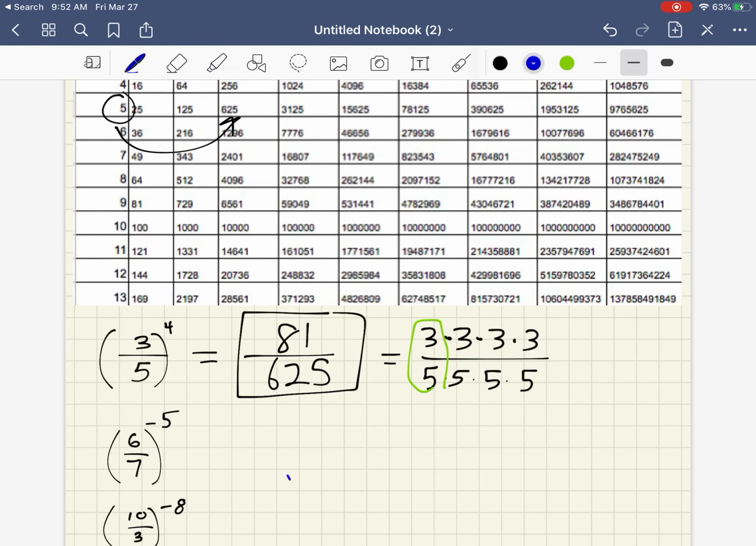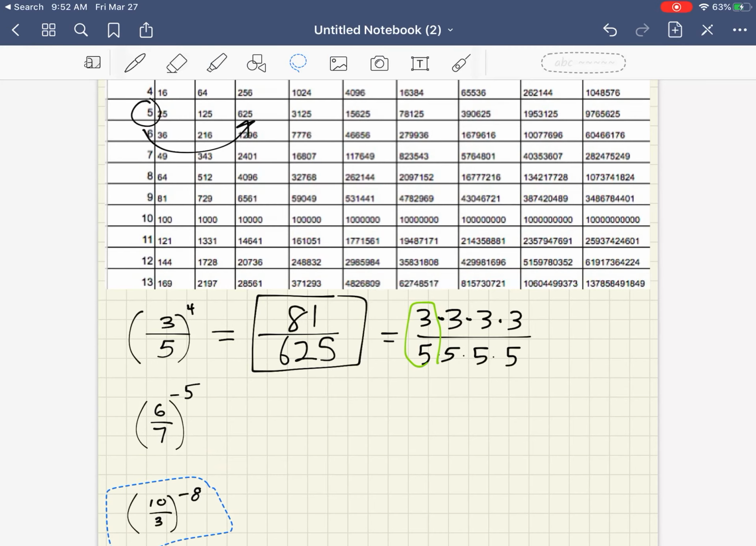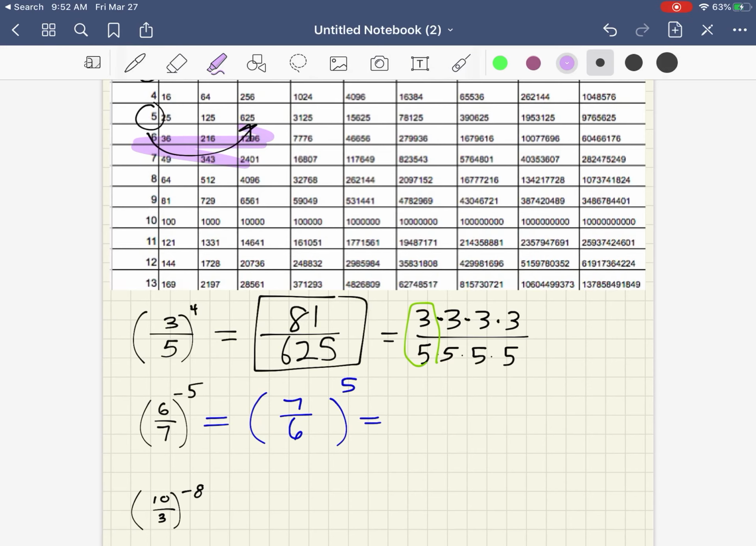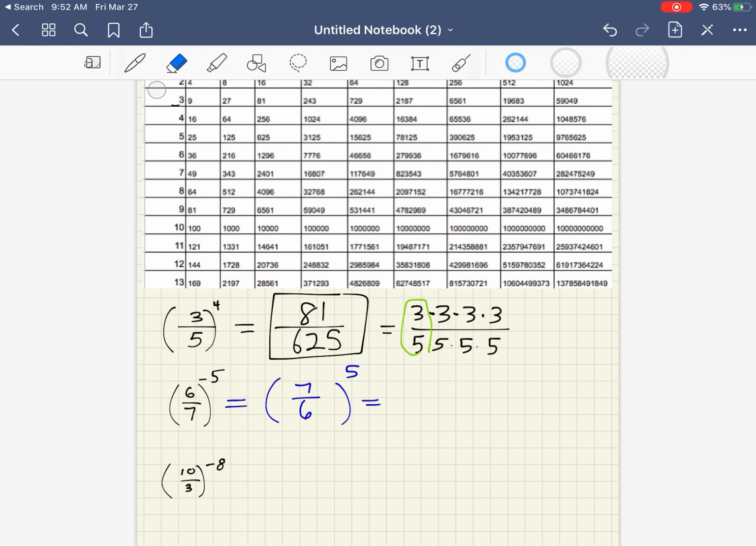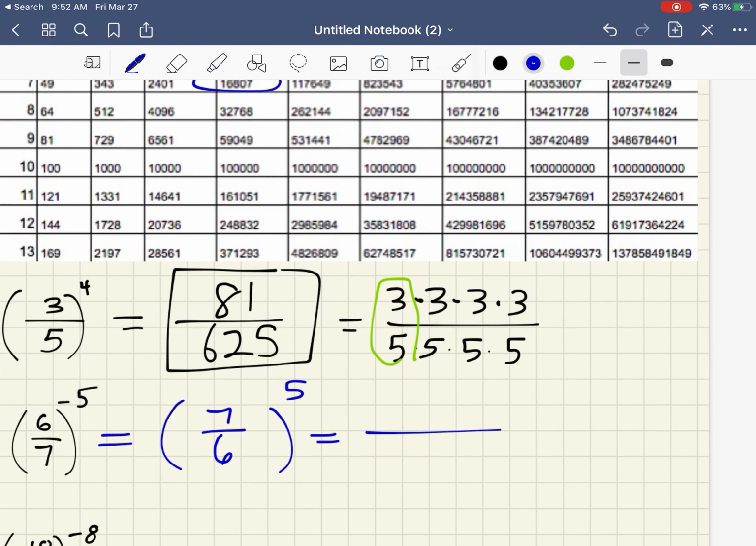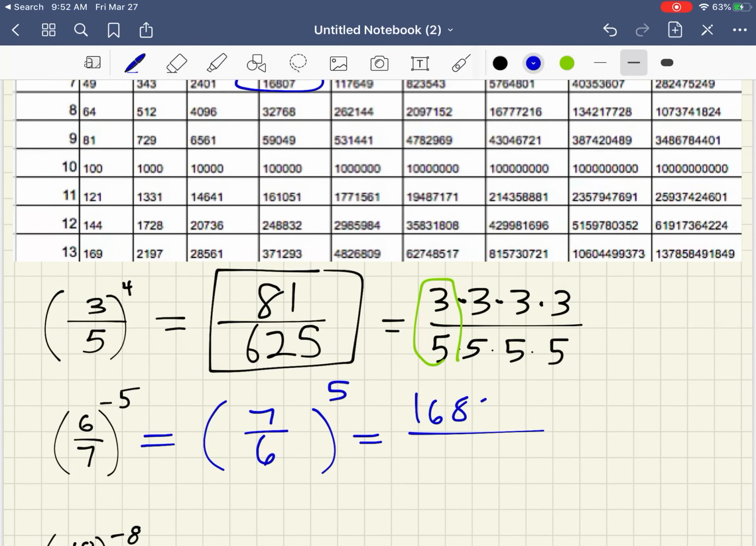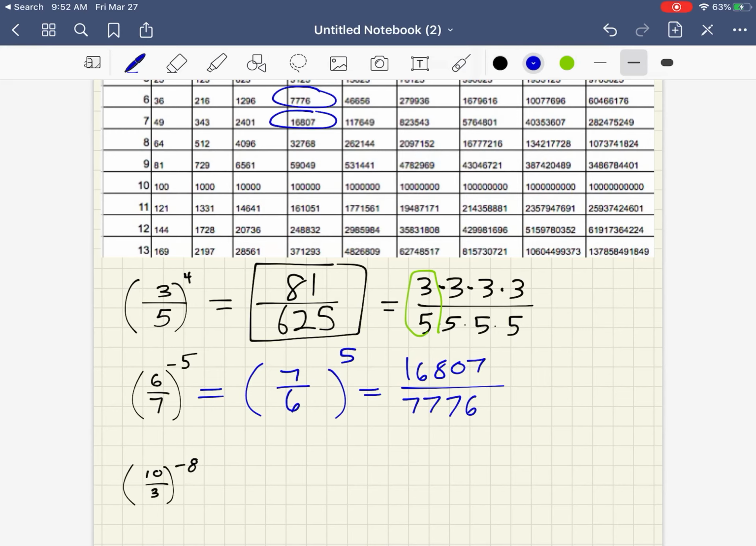Now, here you have two options. Because you have a negative exponent, I like to take care of that right away. So I'm going to take the reciprocal of the fraction, which would be 7/6, and then raise to the fifth power. So 7 to the fifth, 1, 2, 3, 4, 5, and 6 to the fifth. So I'm going to have 16,807 over 7,776.